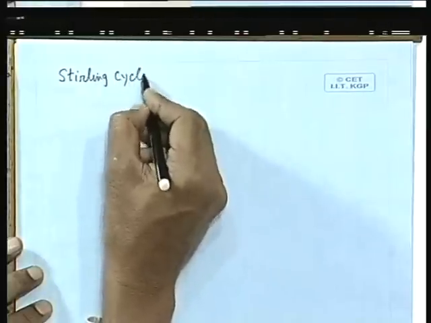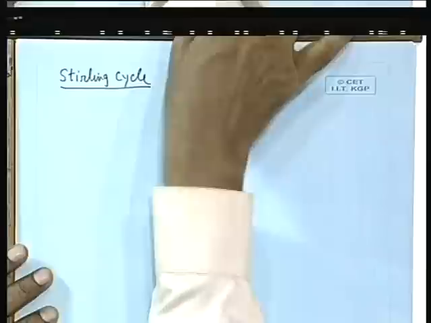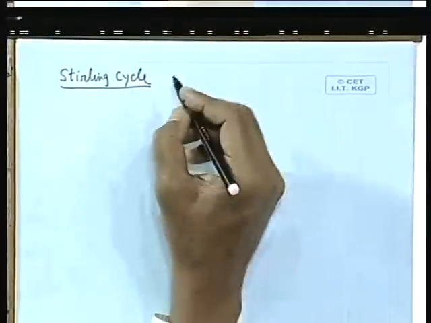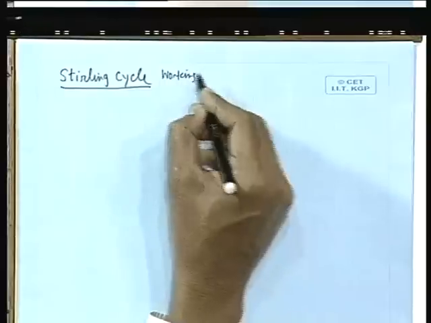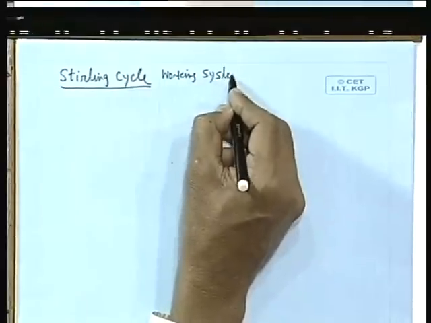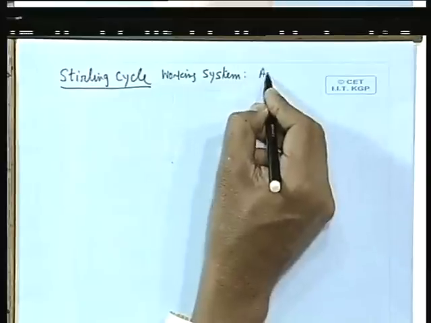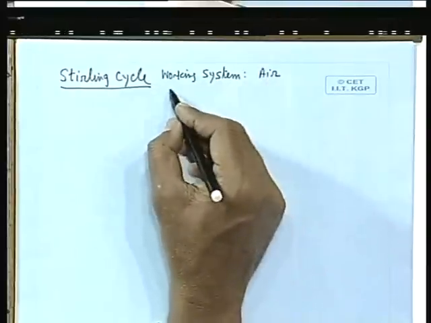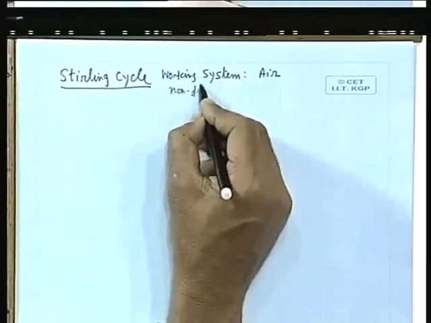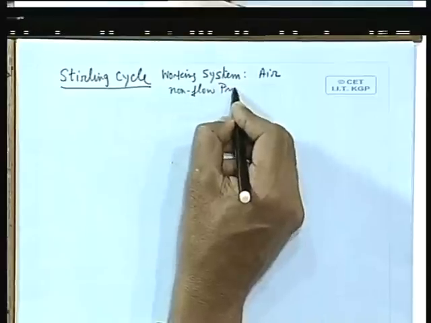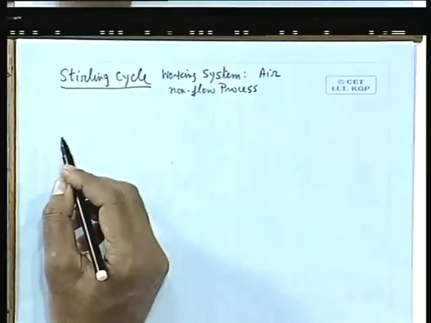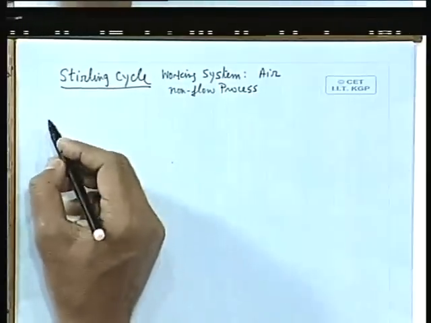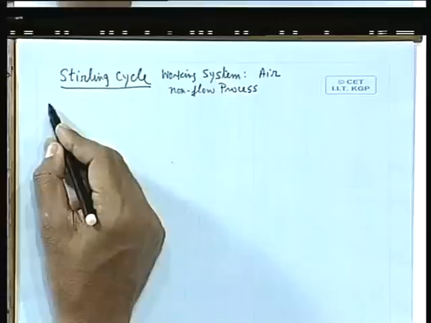Stirling cycle. What is a Stirling cycle? First of all, I tell you the specification. Stirling cycle working system is air, and the process is non-flow process. In a similar way, we first draw the diagram of the Stirling cycle in PV and TS plane.